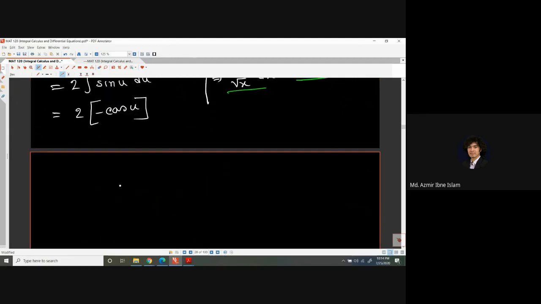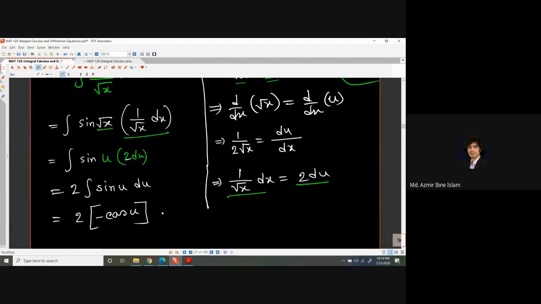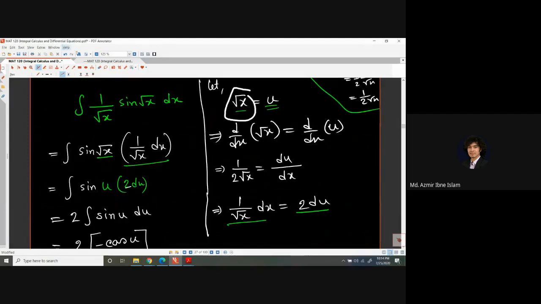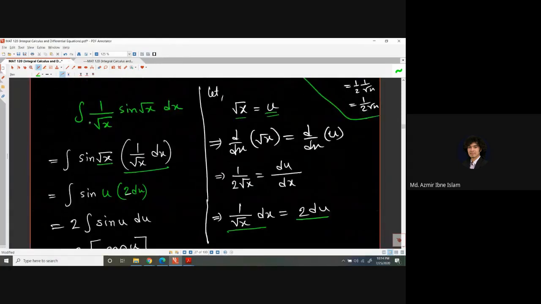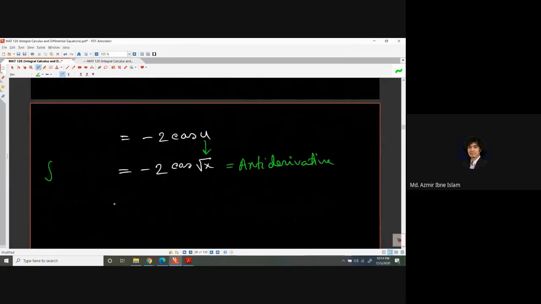So don't forget to get back to x. Here we have negative 2 cosine u. So finally we can write negative 2 cosine root x. Instead of u, we write cosine root x. That means we are transferring u back to root x. So this is our final antiderivative for the integral 1 by root x sine root x dx.